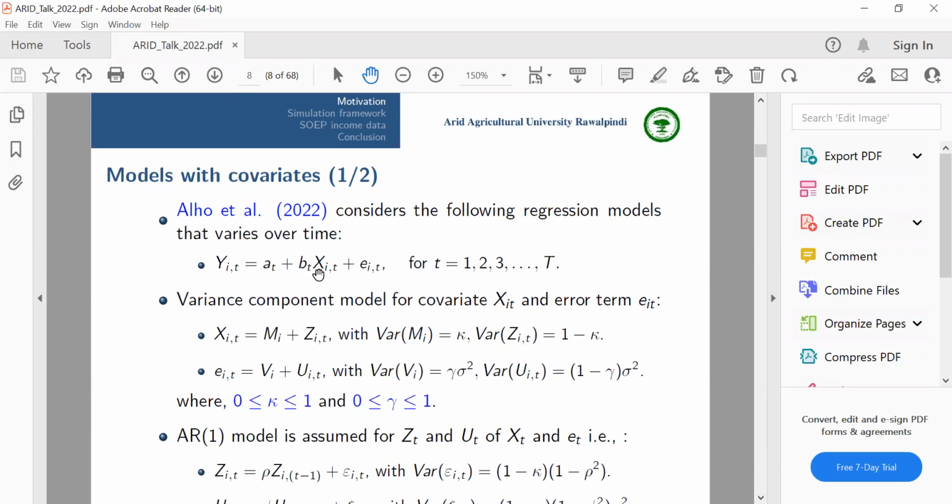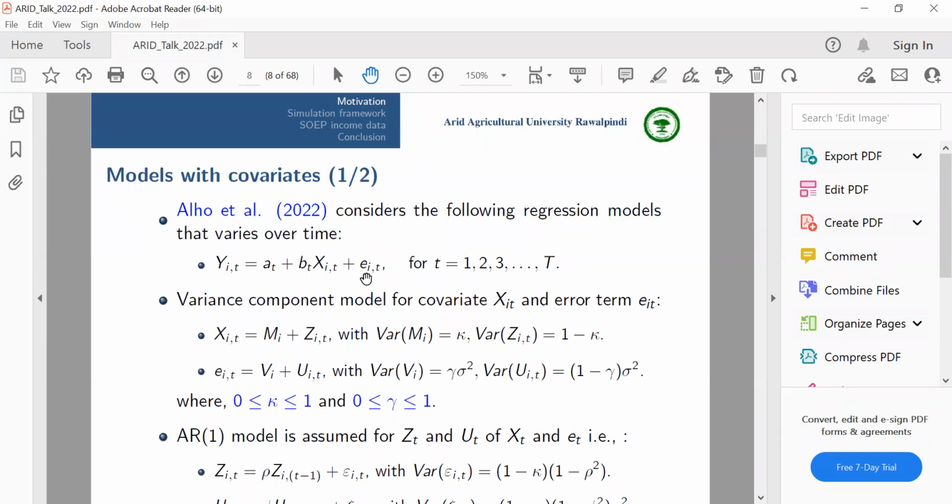Further, this XIT, which is the independent variable, is decomposed into two parts. XIT is equal to MI plus ZIT, where MI is the permanent component of the X and ZIT is the time varying part of this XIT. The variance of the permanent component is kappa, and the variance of the time varying component is 1 minus kappa.